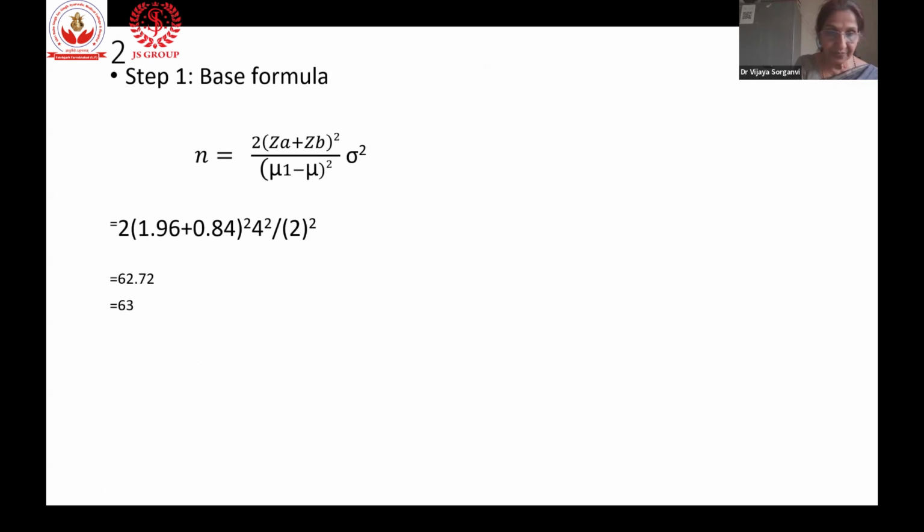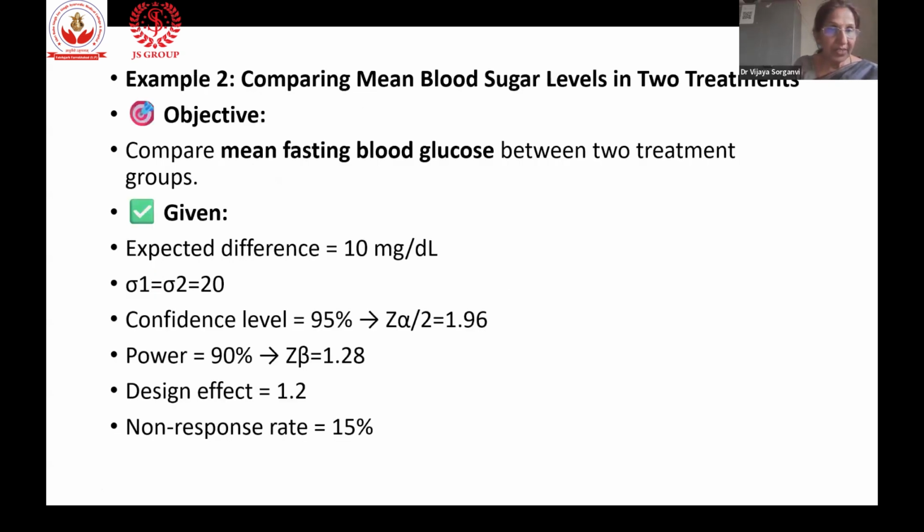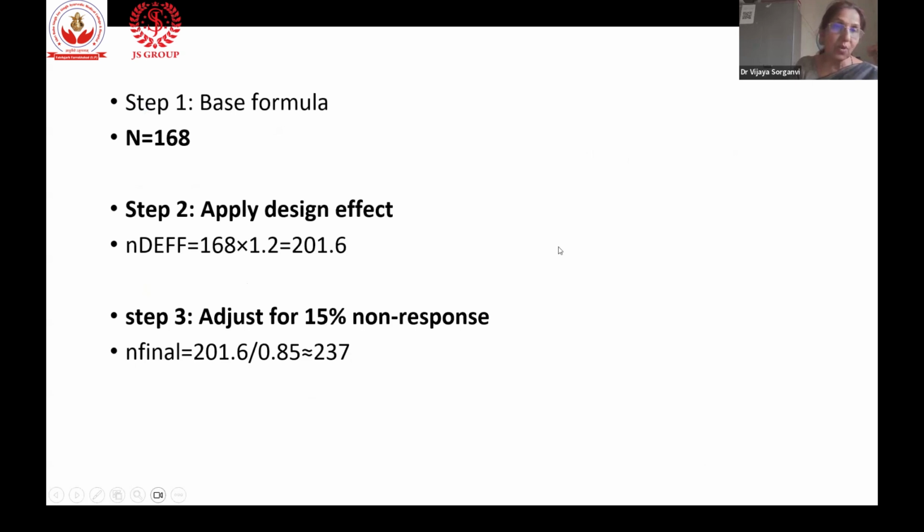This is without adjustment. So with adjustments, 1.3 design effect, sample size increased to 164. Adding 10% non-response, it will be 182. So total sample size is 182. That is 91 per group. Okay. Because here we took the difference between two means and the difference between two standard deviations. You try this example. Expected difference is 10 and standard deviation difference is 20. With power 90%, it will be 1.28. Sample size is 168.